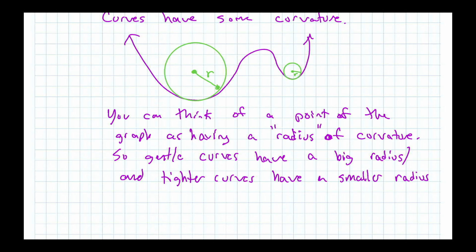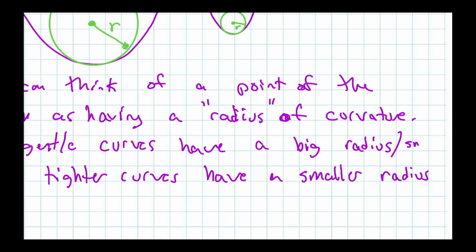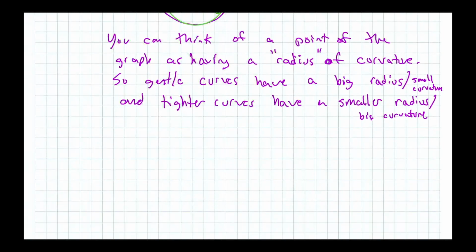All right. So big radius means small curvature, and smaller radius means big curvature. Okay. Anyway, but we define curvature mathematically this way. So, definition for us: let C be a smooth curve.